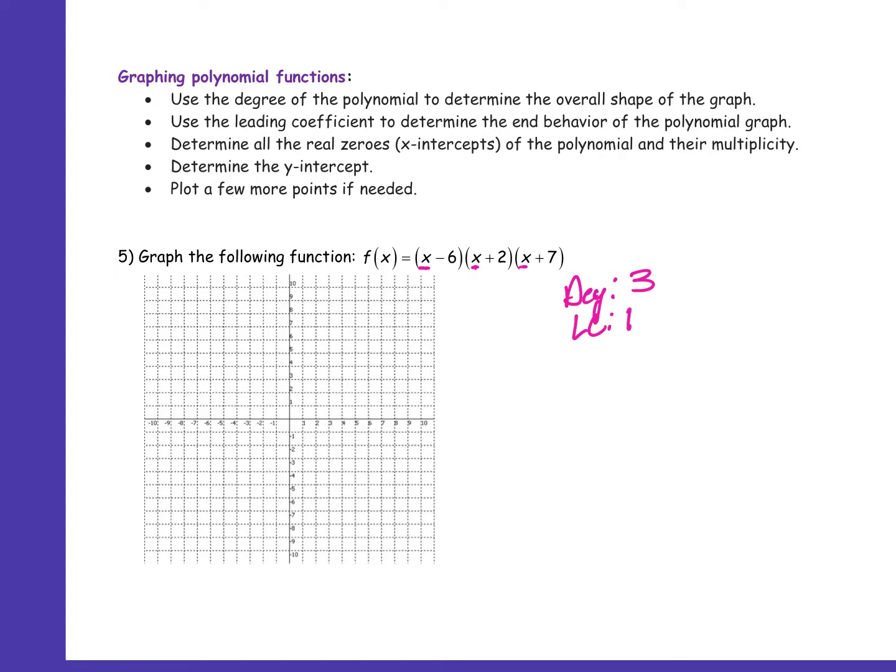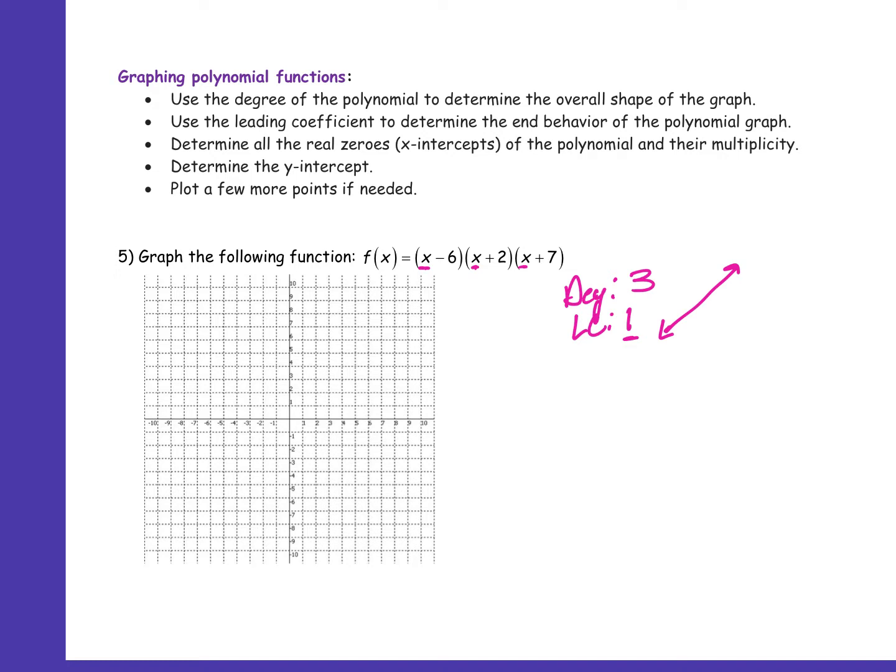So what that tells me is the degree tells me my ends are going to open in opposite directions, right? Because it's odd. If it's even, they open in the same direction. If it's odd, they open in different directions. And because my leading coefficient is positive 1, it means it's going to start low and go high. So I'm just going to write myself a little note like that. It's going to start down here on the left and go high on the right.